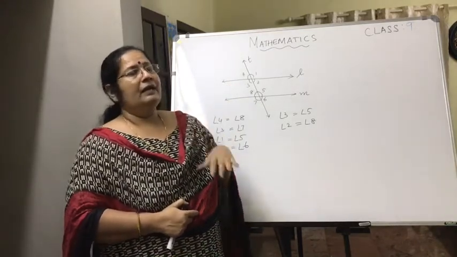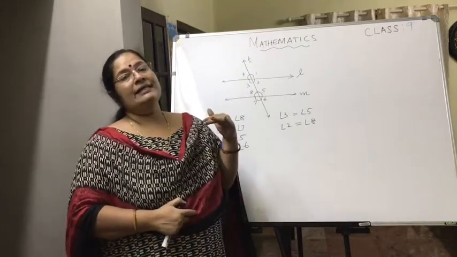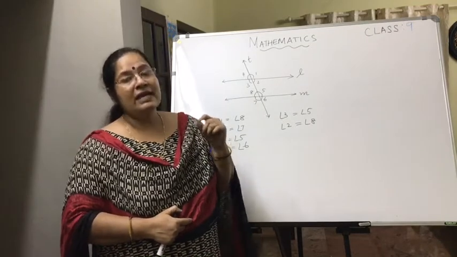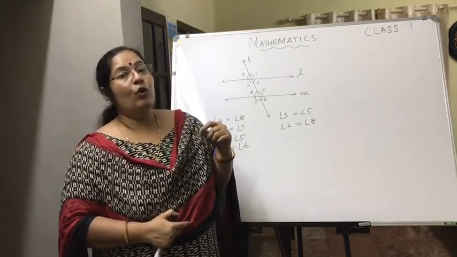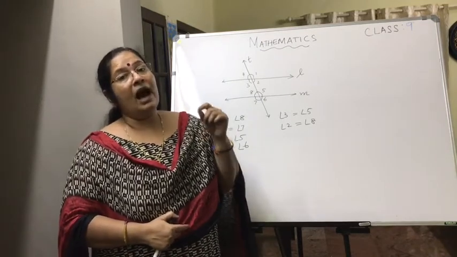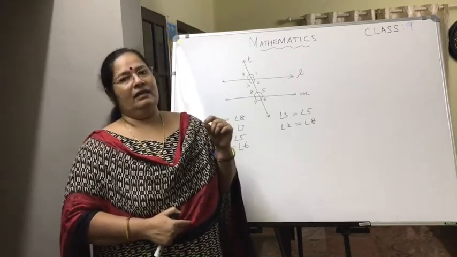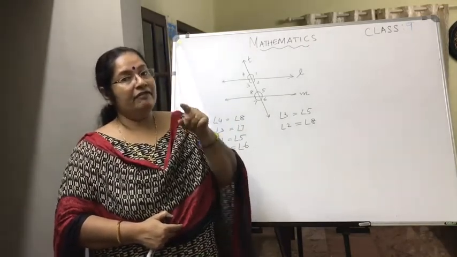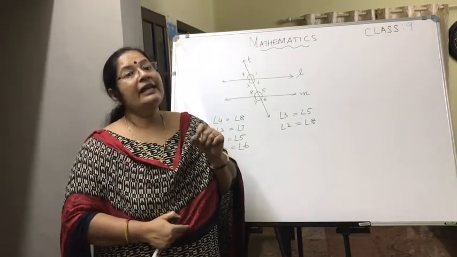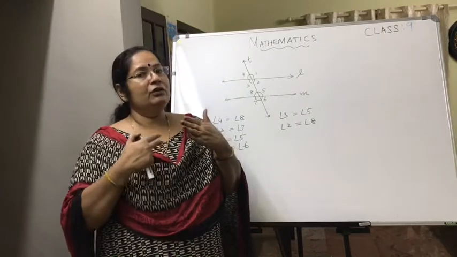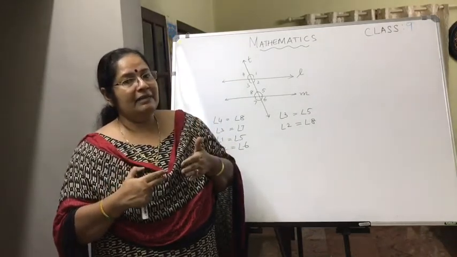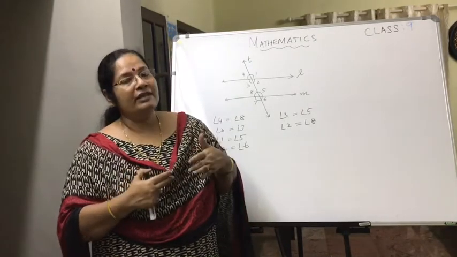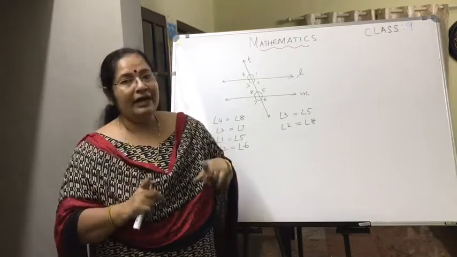Co-interior angles. Now according to the theorem, when parallel lines are intersected by a transversal, the pair of co-interior angles formed are supplementary. What is the meaning of supplementary? A pair of angles are said to be supplementary if their sum is 180. So here what are we actually going to say? If parallel lines are intersected by a transversal, the pair of co-interior angles are supplementary, meaning the sum of the co-interior angles should be equal to 180.